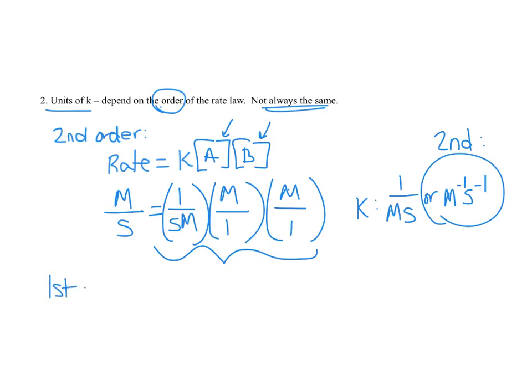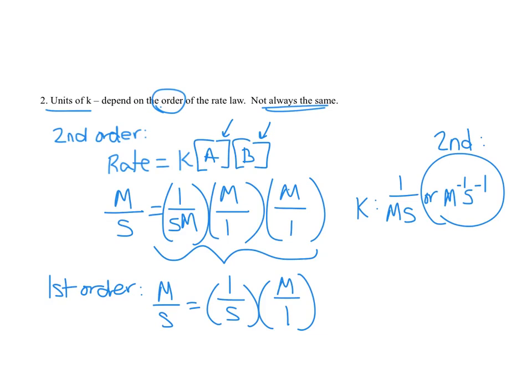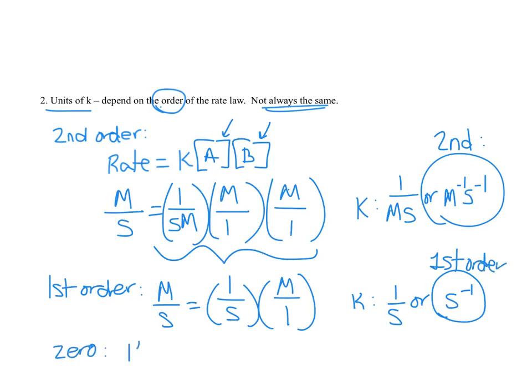First order, you have molarity over seconds equals this times molarity over 1. So then basically I just need seconds on the bottom to give me molarity over seconds. So my units for K, first order, are 1 over seconds, or S minus 1. Those are my first order units. Zero order reactions, K units, are just molarity over seconds.